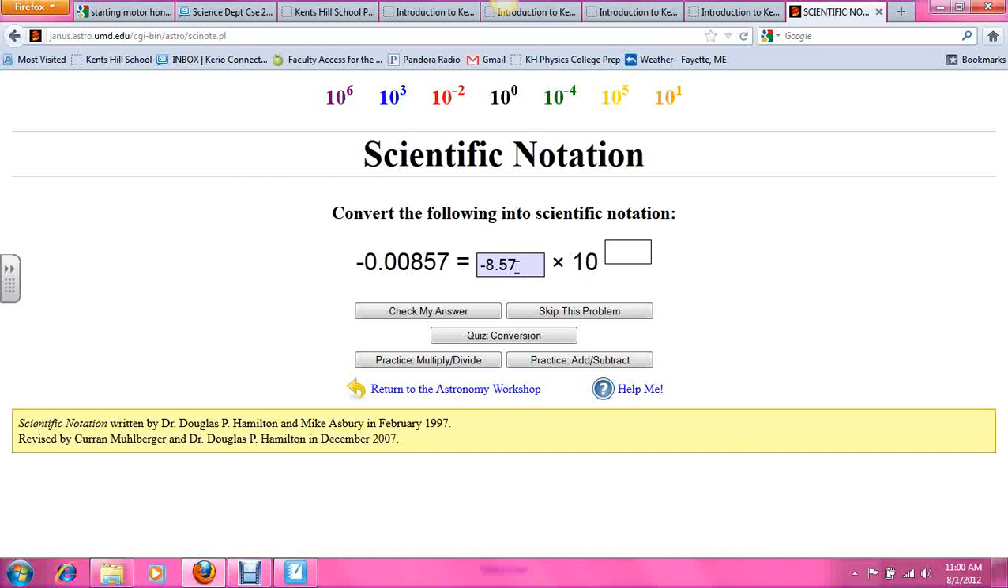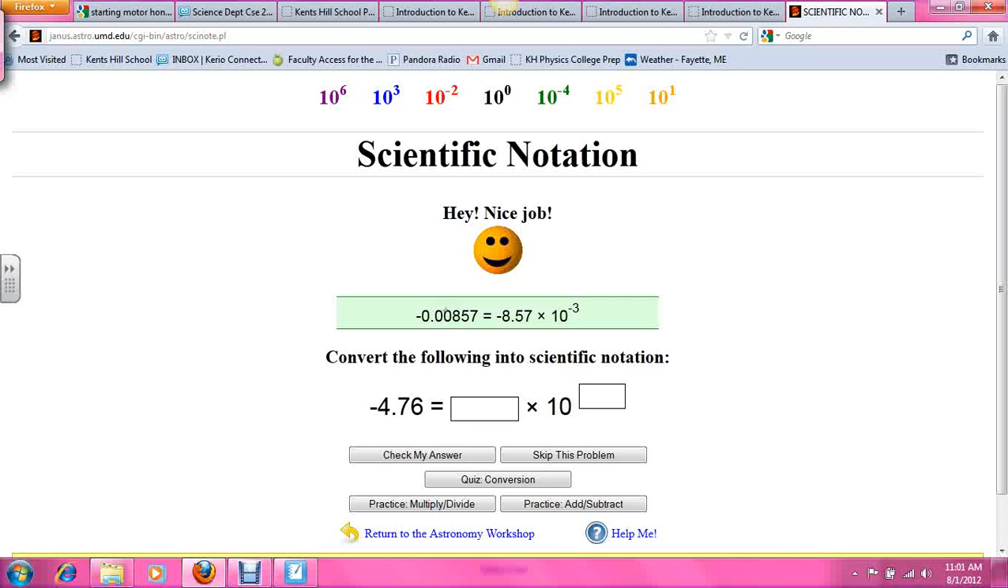And now for the exponent. How many places did we move it? We moved it over 1, 2, 3 to get it to the new spot. But did we move it to the right or the left? Well, we moved it to the right, which means that this is a really small number. So our exponent is going to be negative. Ta-da! Hey, nice job.